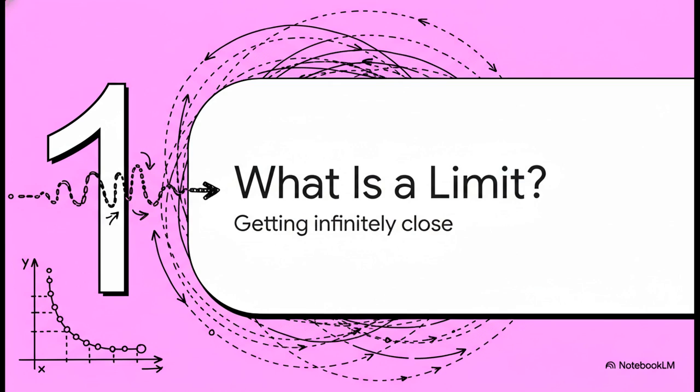A limit is all about describing what value a function is heading towards as its input gets closer and closer to some number. The key phrase there is closer and closer. Think about it like this. We don't actually care if the function ever reaches that exact point. We just care about the value it's homing in on. It's all about the journey, not the destination.